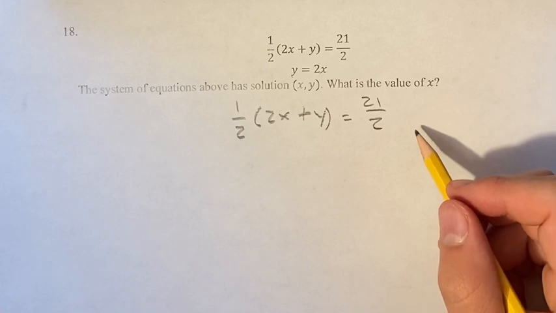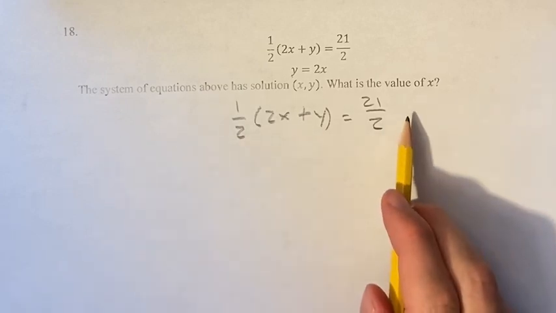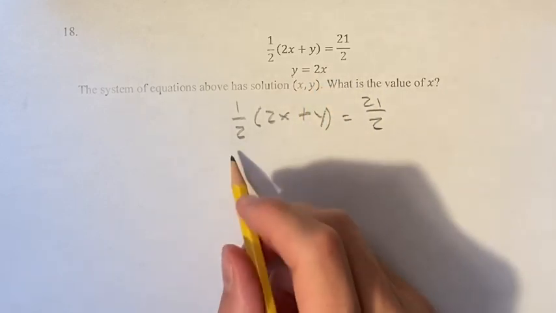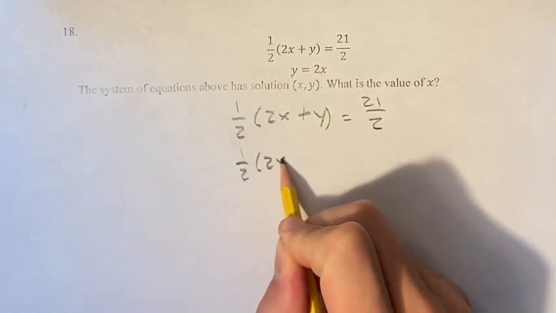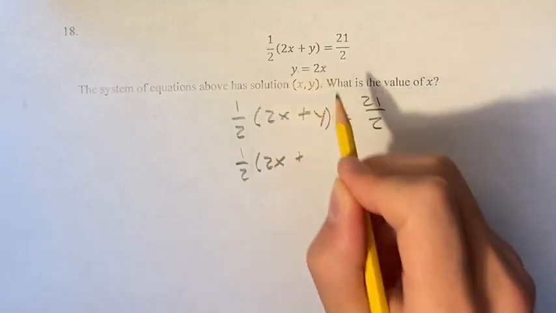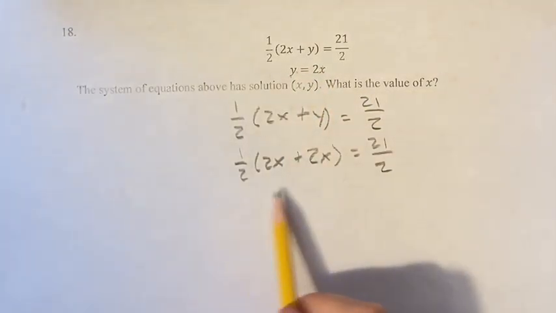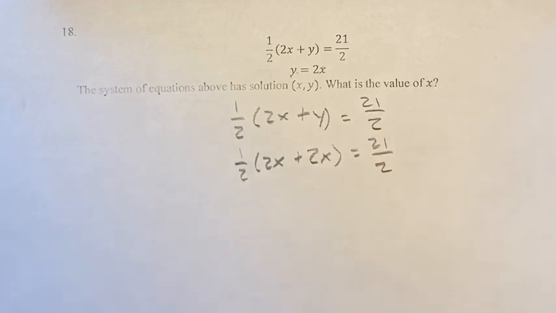So what we can do is substitution. Wherever we see y in this equation, which is right there, we can plug in 2x. So we have 1/2 times (2x plus y), where y is 2x, so plus 2x. This is all equal to 21 over 2. Now we have an equation where we can solve for x.